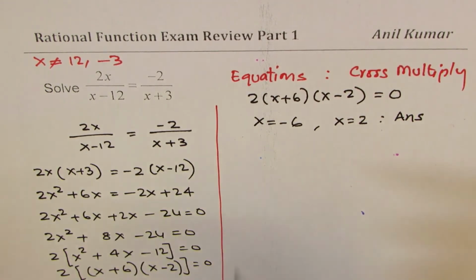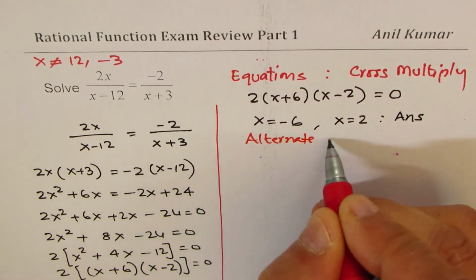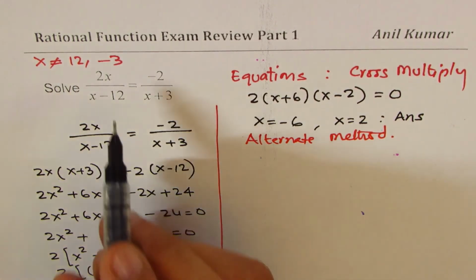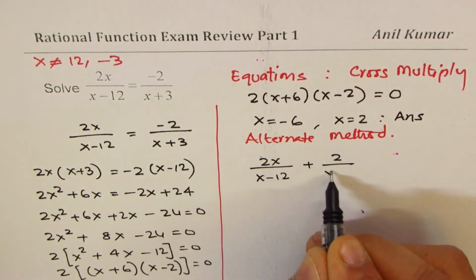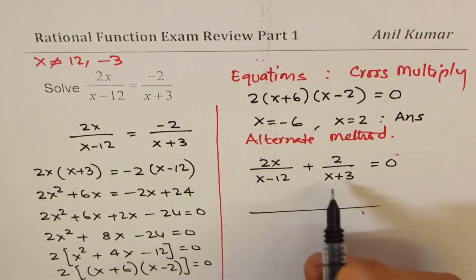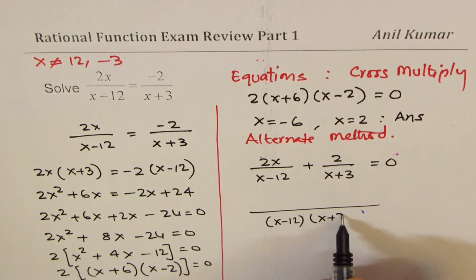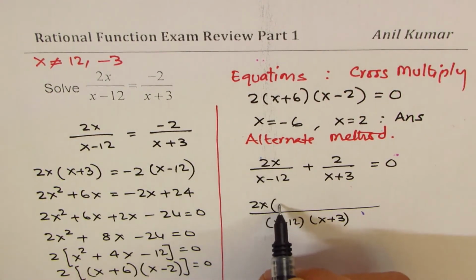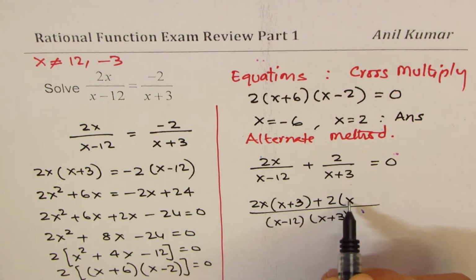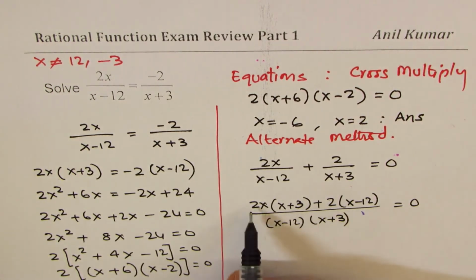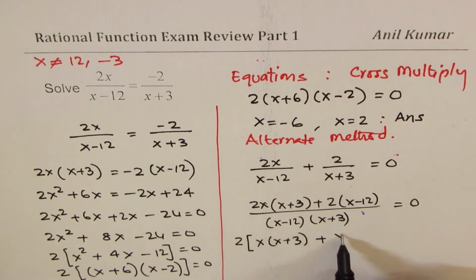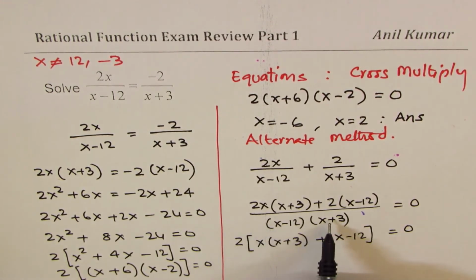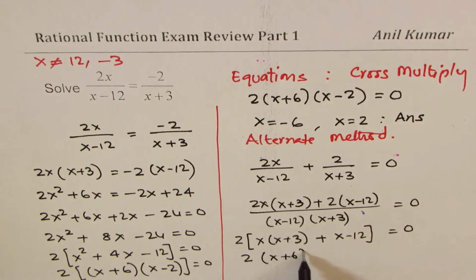Now some of you can have an alternate method. So let me show you that also, alternate method. Like we solve inequality, we are given 2x over x minus 12. Bring this to the left side, so we get plus 2 over x plus 3 equals 0. Now you take a common denominator of (x minus 12) times (x plus 3), and then you could write this as 2x times (x plus 3) plus 2 times (x minus 12) equals 0, correct? You can factor out 2, and what you get here is x times (x plus 3) plus (x minus 12) equals 0, because the denominator cannot be 0, right?